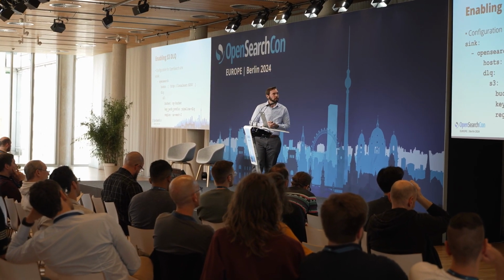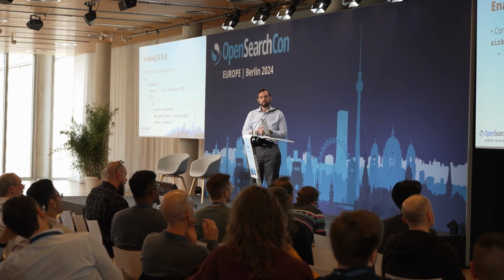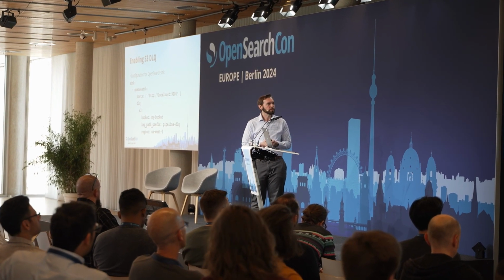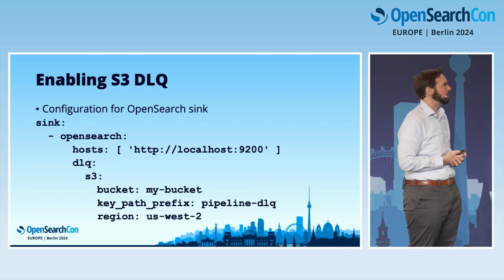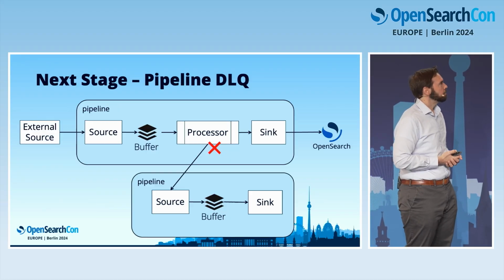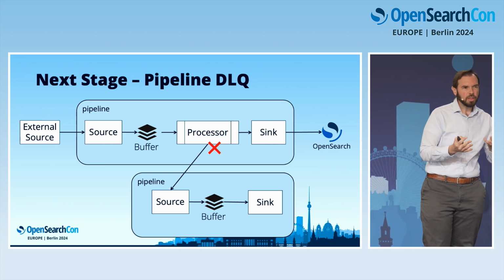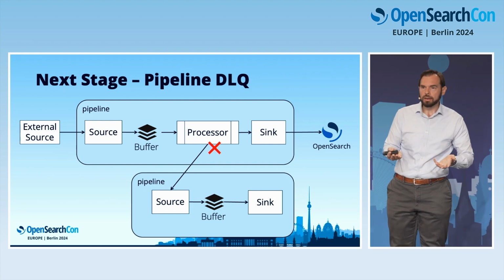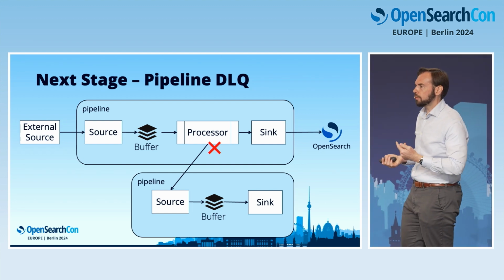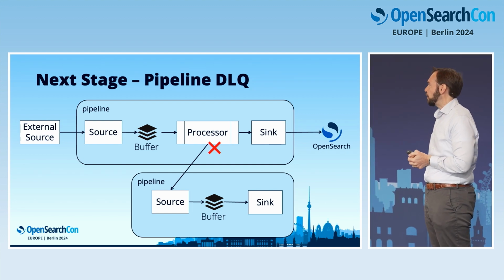Enabling this is pretty easy. So this is an example of enabling the DLQ for S3. You just need to define a bucket, and you can include a key path prefix if you want. Right now, the DLQ is tied to the OpenSearch sink. And again, it only supports two options: S3 and the file-based one.